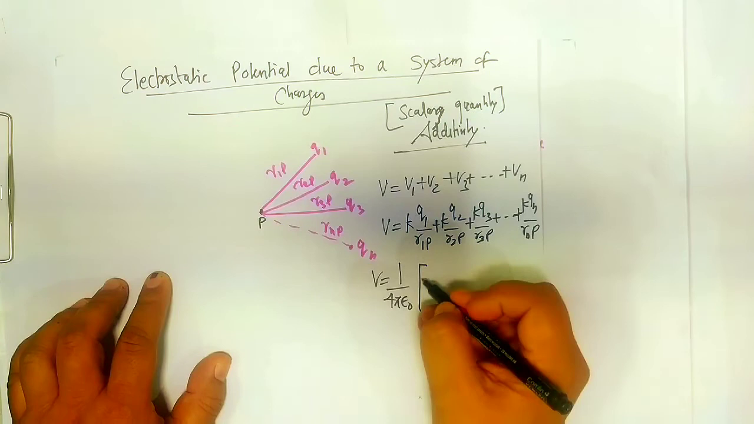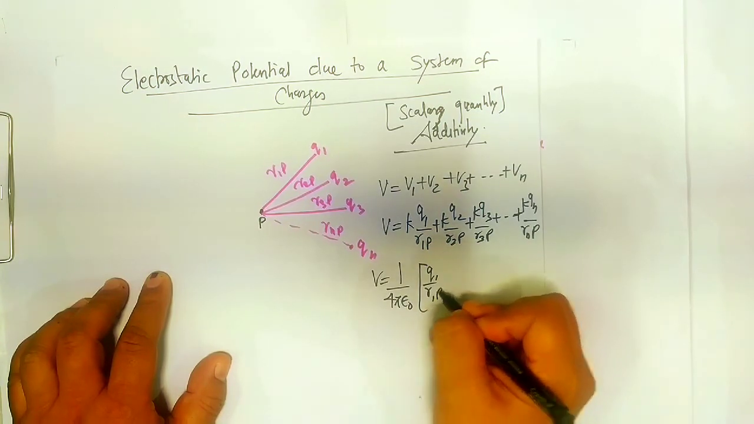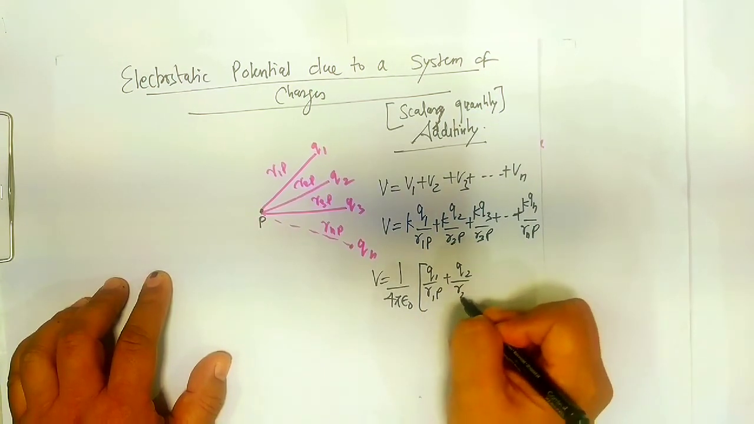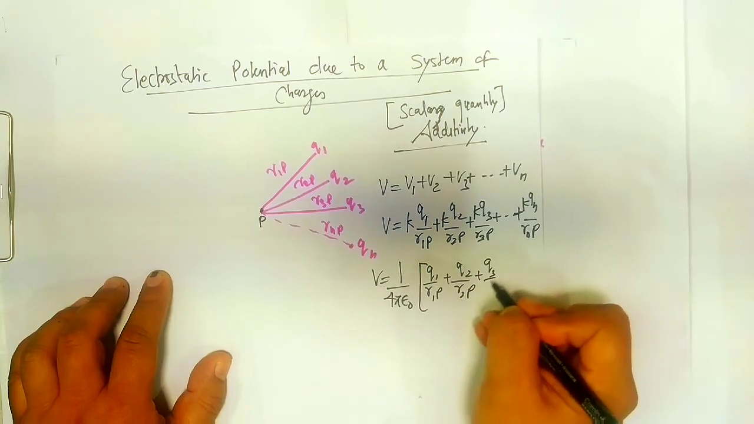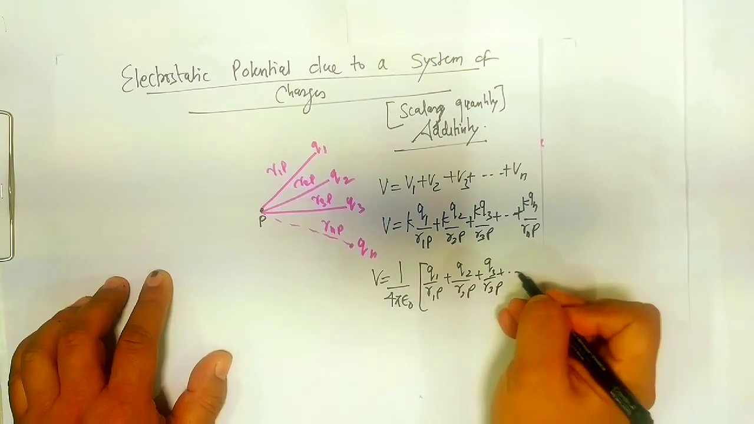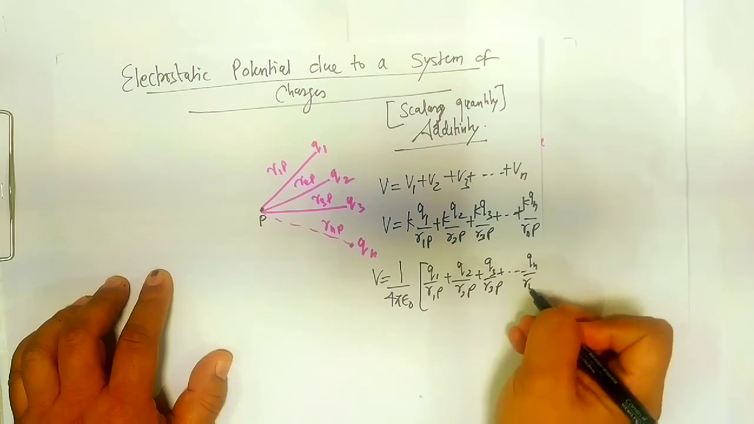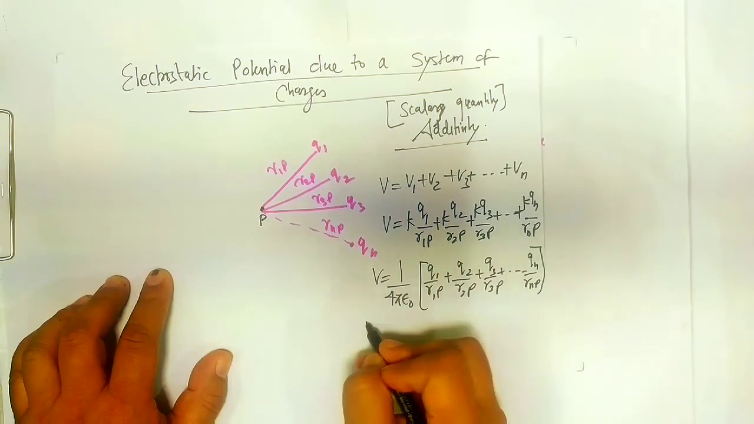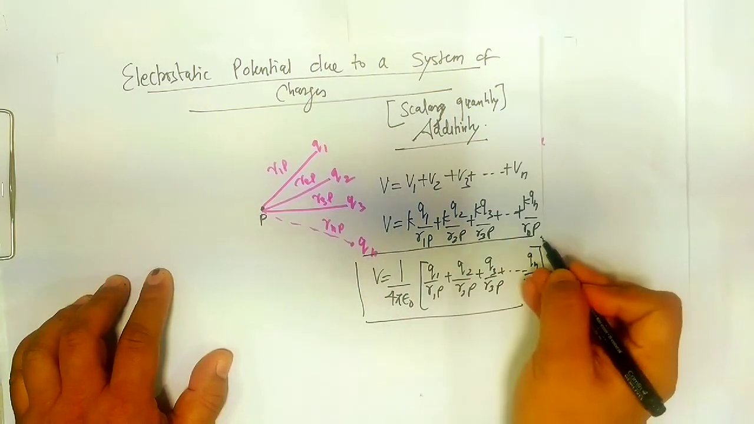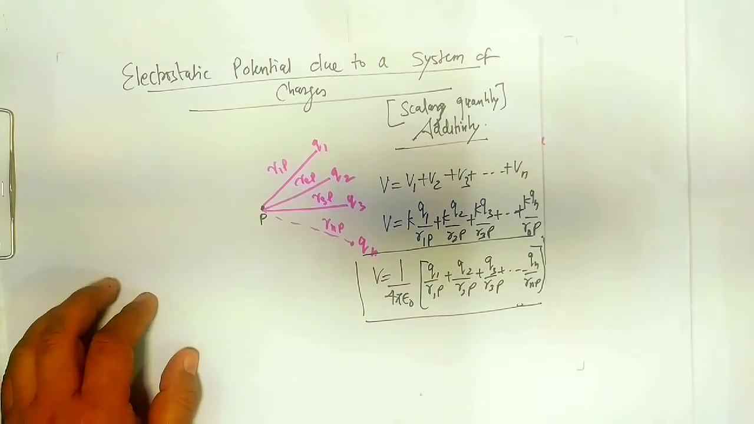You can make it like this, 1 upon 4 pi epsilon naught common: Q1 by R1P plus Q2 by R2P plus Q3 by R3P plus up to Qn by RNP. So this is the net electrostatic potential due to multiple charges.